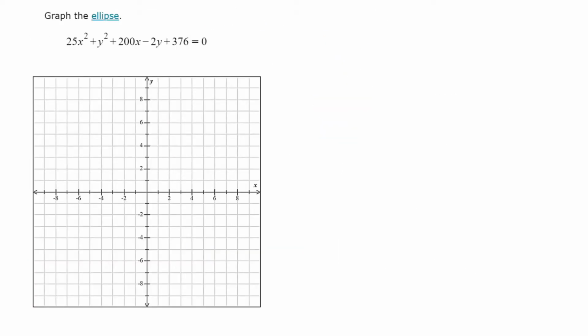So let's just do one more problem with the equation in general form, and let's do some completing the square. So I'm going to rewrite this over here, but I'm going to group the x terms together, and I'll group the y terms together as well. And at the same time, I'm going to already have moved this 376 over.